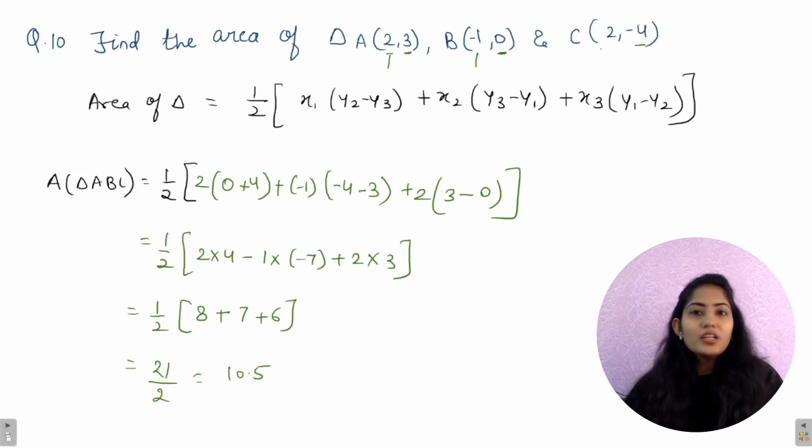Okay guys, अगर कंफ्यूजन हो रहा है x1 x2 x3 में, तो बहुत ही सिंपल से इस कोऑर्डिनेट को x1 y1 लिख दीजिए, इसको x2 y2 लिख दीजिए और इसको x3 y3 लिख दीजिए और फिर वैल्यूज को पुट कर दीजिए. बहुत ही सिंपल है दोस्तों.